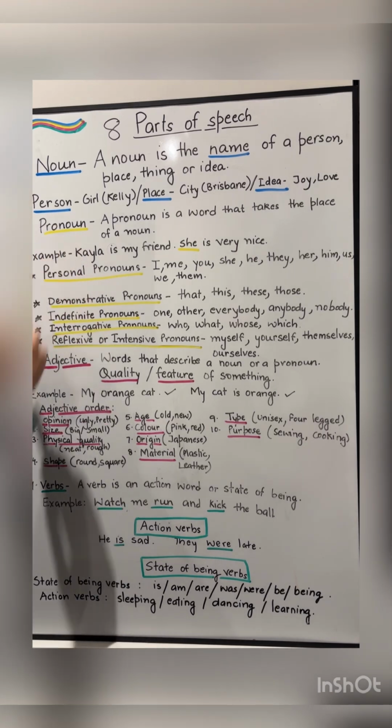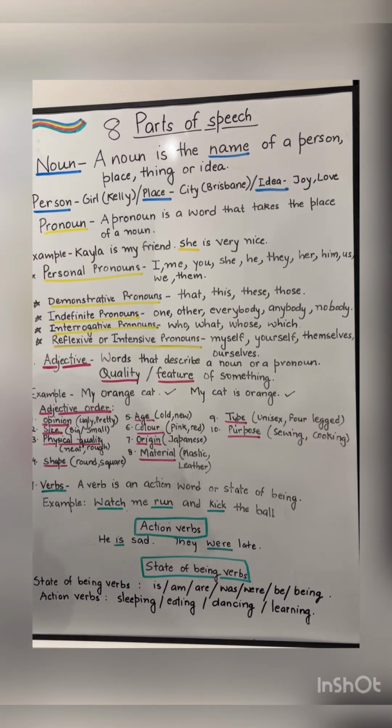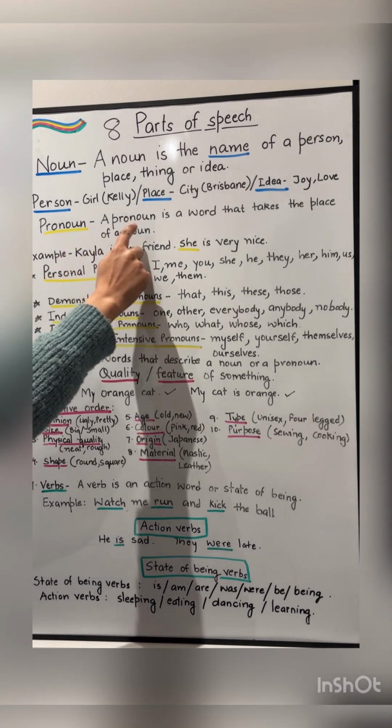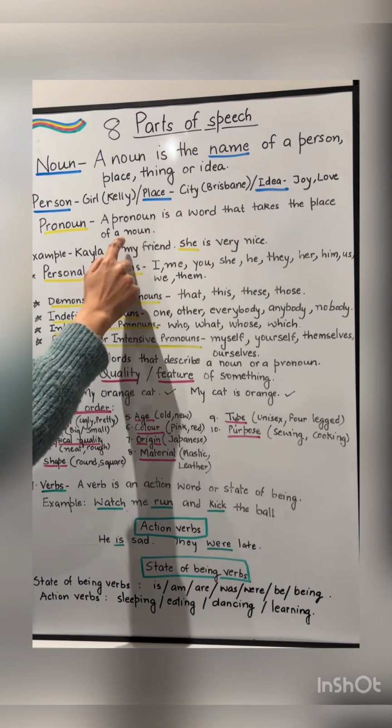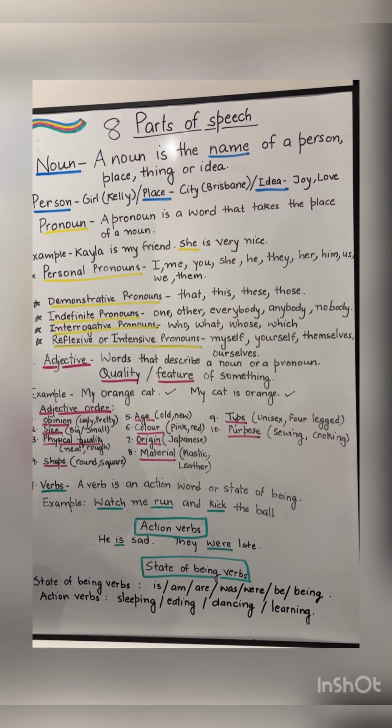The second one is pronoun. Now, pronouns and nouns do the same thing. The only difference is a pronoun is a word that takes the place of a noun. But why do we need a word that takes the place of a noun? Because when you name something and you use the same word in a sentence, it becomes very boring, monotonous. To break the monotony, we have to replace it.